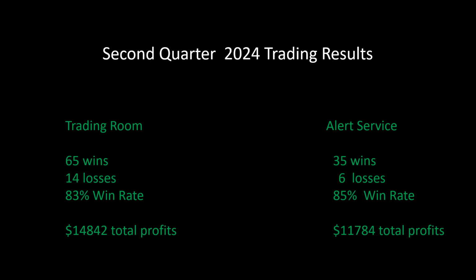This is the second quarter, which just really finished. I may actually have missed something in here, because I didn't think I wrapped up June yet, but this was for April, May, and June: 65 wins, 14 losses in the trading room, 83% win rate, a little lower than normal, but still almost 15,000 profits. Alert service, 35 wins, 6 losses, 85% win rate, almost $12,000 profits for the second quarter. So pretty nice.